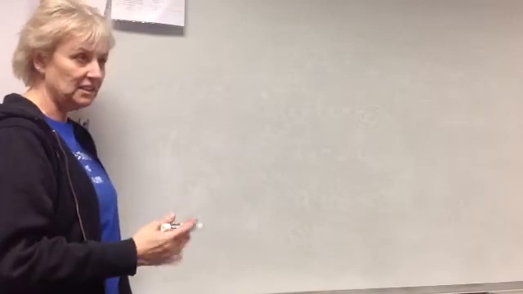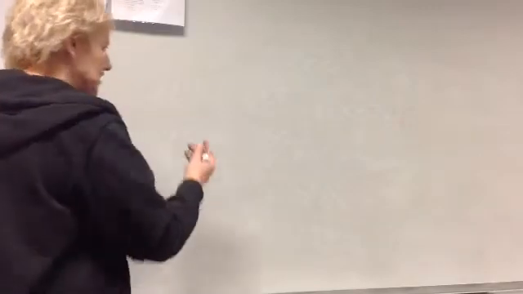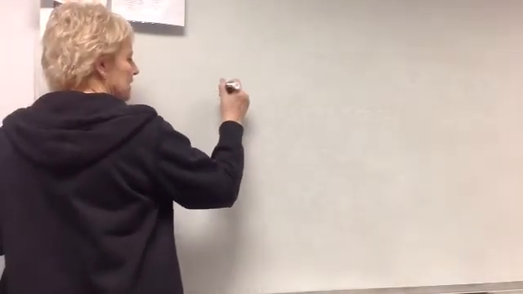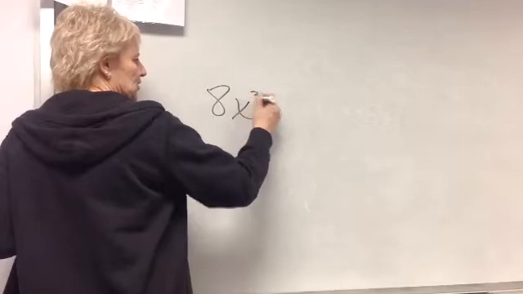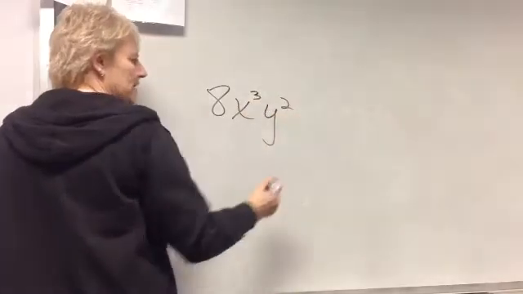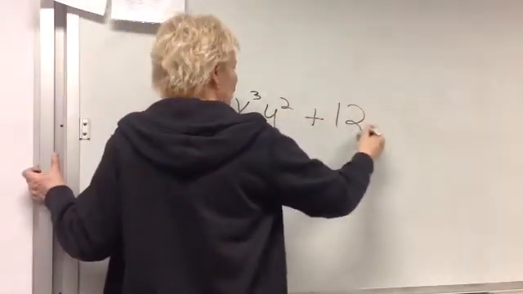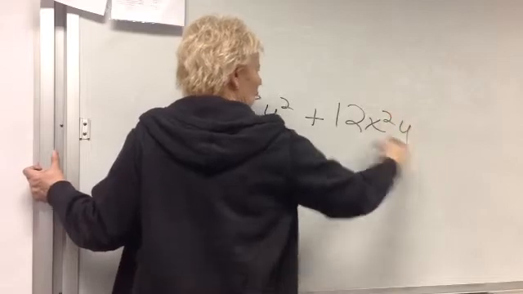Always, the very first thing you're going to do when you factor, we really haven't factored yet. Pulling out the greatest common factor is just the first step. Okay, when you factor, let's say you have 8x cubed y squared plus 12x squared y.